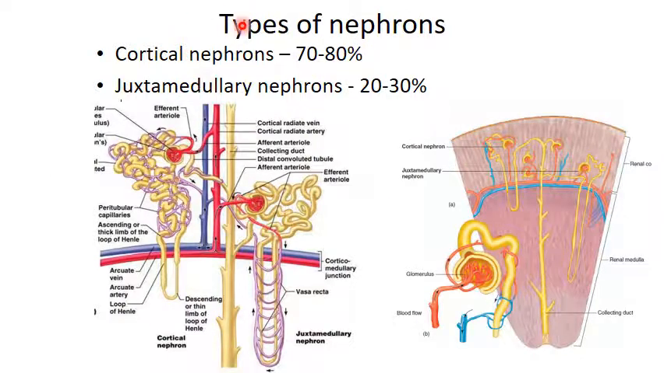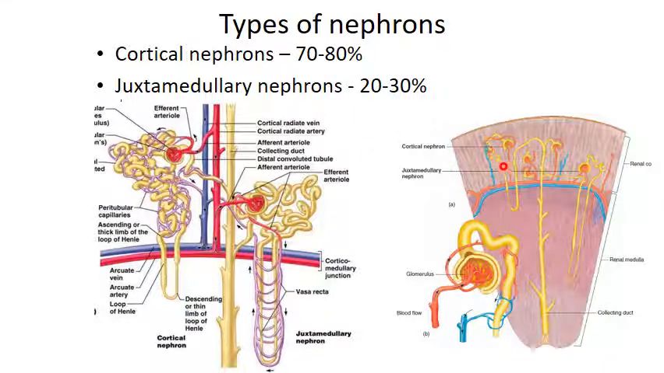Now a little bit about the types of nephron that are present within kidneys. Each kidney has two types of nephron. These are cortical nephrons and juxtamedullary nephrons. Cortical nephrons are the more abundant nephrons, constituting 70 to 80% of the total nephrons present in a kidney, whereas juxtamedullary nephrons are 20 to 30% of the total nephrons.